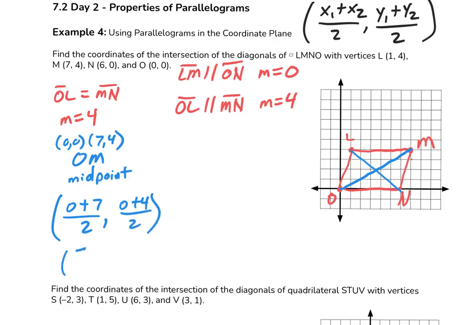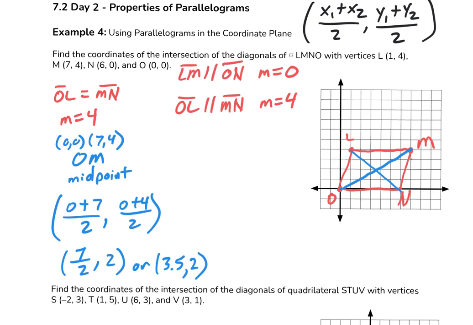And if we simplify this, 0 plus 4 is 4. 4 divided by 2 is 2. Or if you would rather write it as a decimal, you could do 3.5, 2. And what that tells me is we're going over 3.5, 1, 2, 3.5, and up 2. And that's where those two intersect each other.